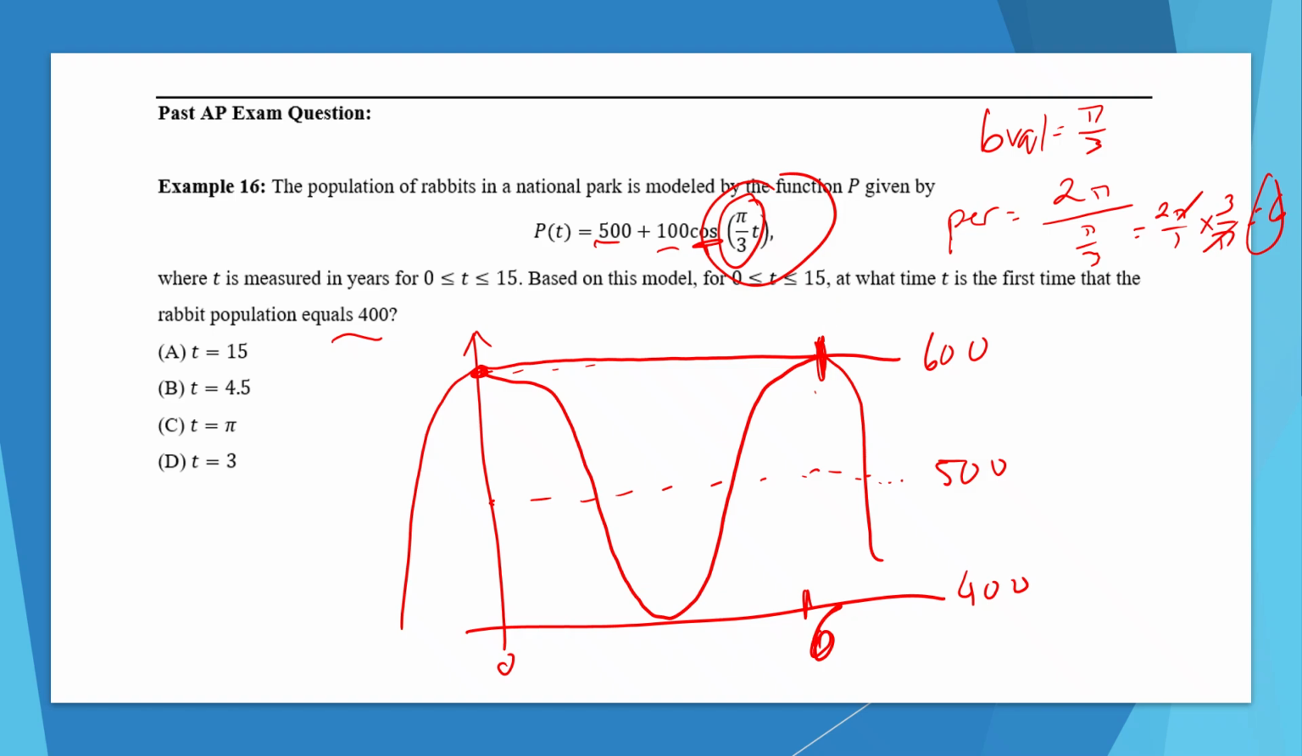From 0 to 6, we're going to start at the top. We're going to go all the way down and then come back up. But we're looking for what is the x value, what time is this going to first hit 400, which is going to be halfway in between the two maximums. So here, this should be 3. And so that is going to be our answer. Time t equals 3 there.